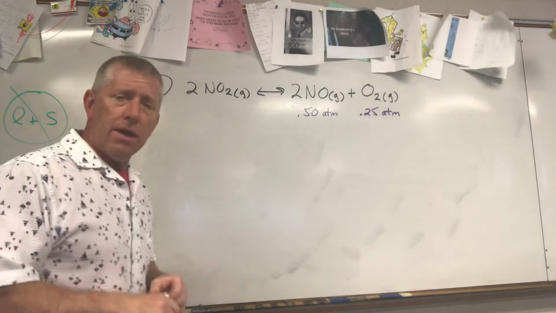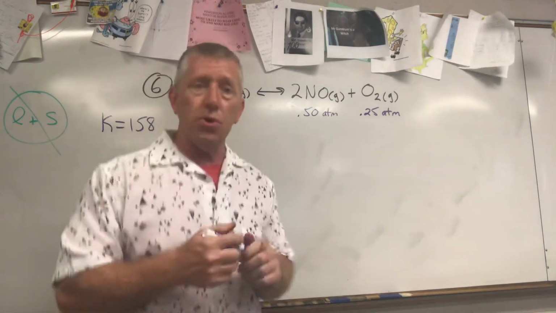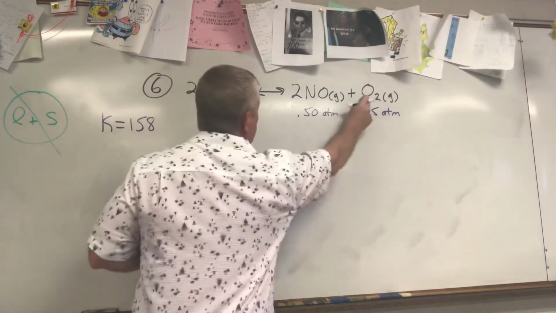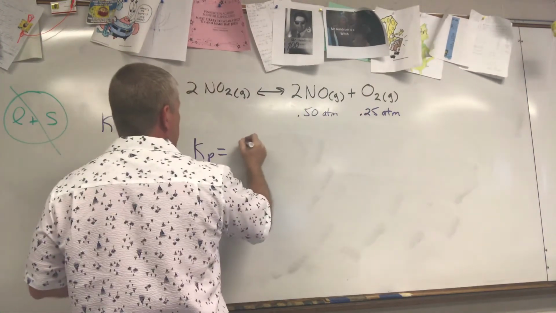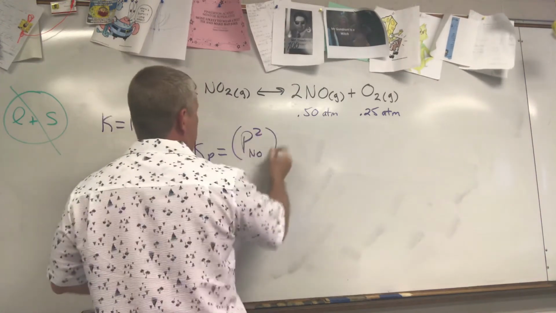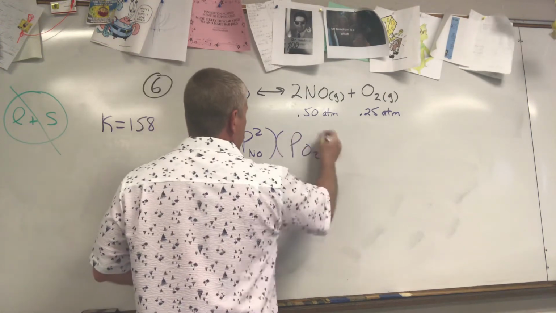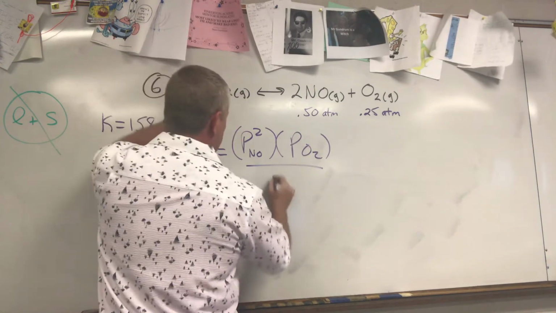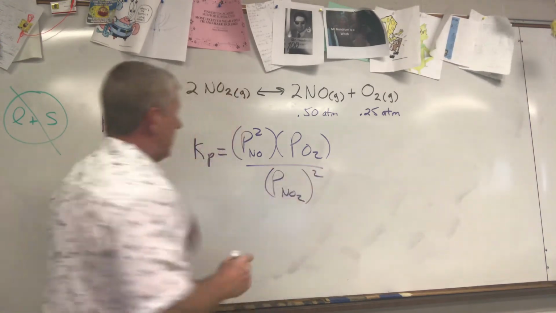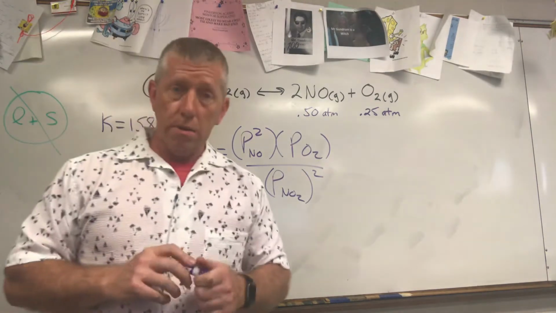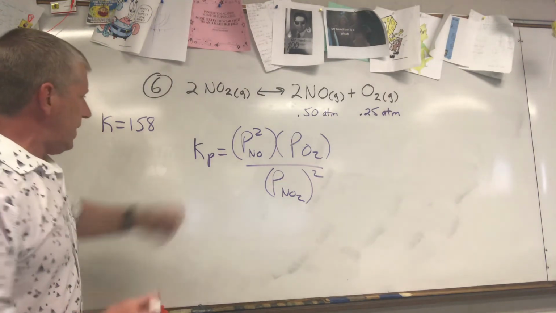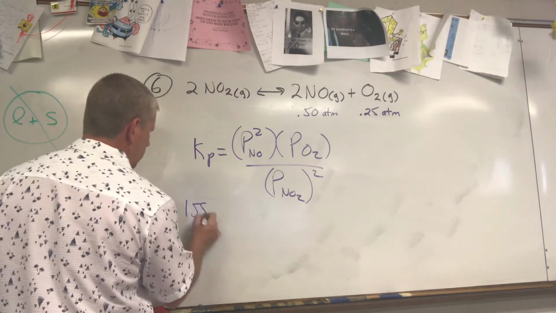So let's go ahead and calculate our Kp, because we have pressures set up at Kp. So Kp equals the pressure. Now, there are two products. So the pressure of nitrogen monoxide squared multiplied by the pressure of the oxygen divided by the pressure of the nitrogen dioxide squared. There's my setup. All right, let's throw things in. We have everything. This is not going to be hard. This K is 158. We got that. That's the K value.